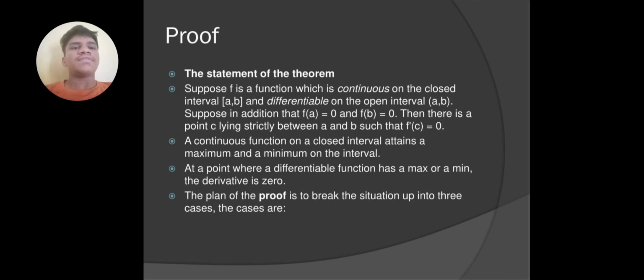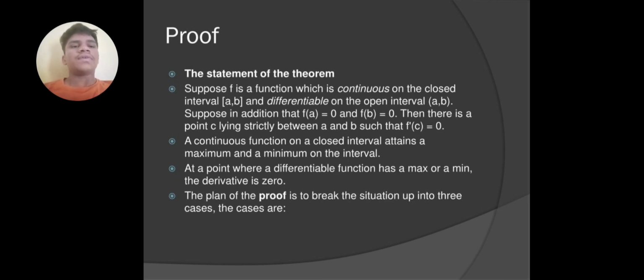Here f is a function which is continuous on the closed interval [a, b] and differentiable on the open interval (a, b). Suppose f of a equals 0 and f of b equals 0, then there is a point c lying strictly between these two, such that f dash of c equals 0.